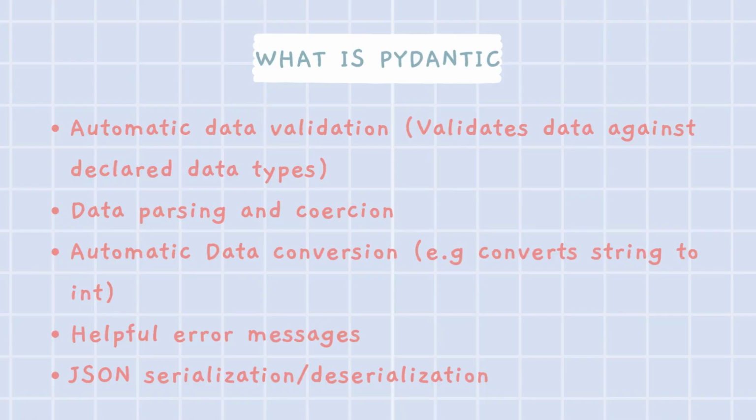It also supports data conversion, converting a string to an integer. On top of this, Pydantic also offers helpful methods like converting data to JSON and autodocs in FastAPI. Now let's understand the importance of Pydantic using hands-on examples.